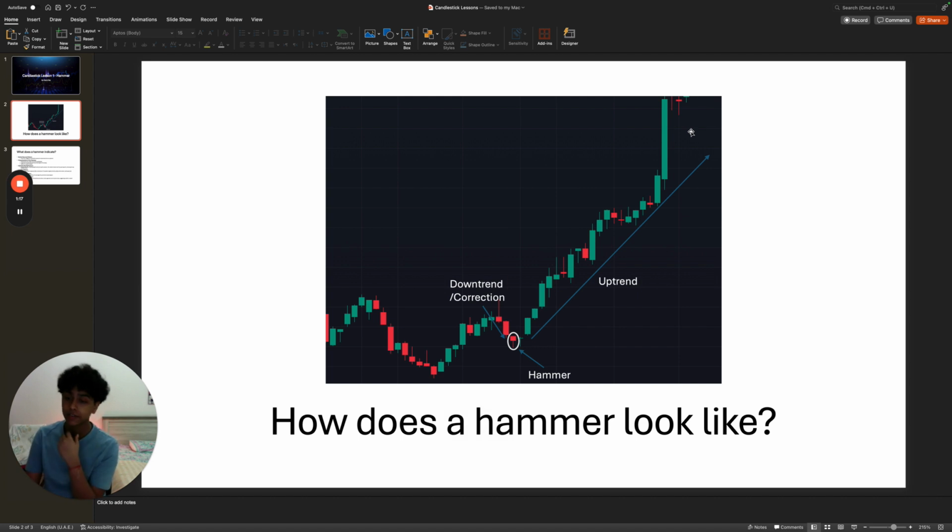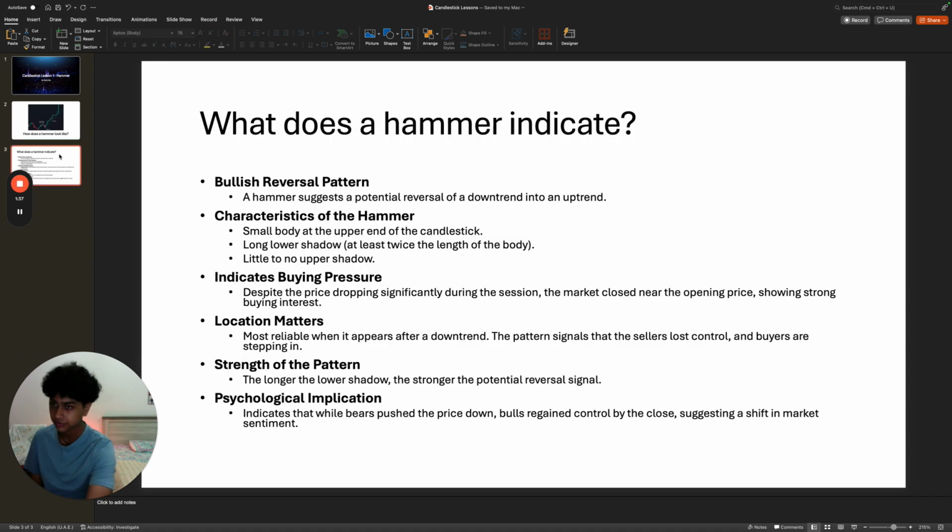a hammer is a very bullish pattern, and the next slide will explain why. Whenever you see a hammer, the longer the wick or the tail at the bottom is, the more bullish it is. And I will explain this as well. Typically, when you see a hammer at the bottom, this is indicative of a reversal upwards in the next few candles. This is a very, very bullish candlestick. It is, as I mentioned, a bullish reversal pattern as it suggests a potential reversal of a downtrend or a correction back into the uptrend.